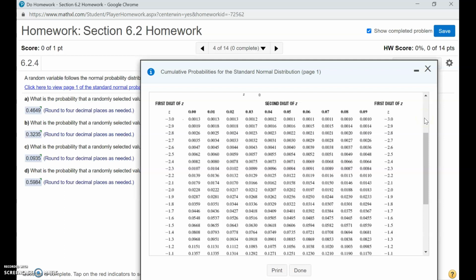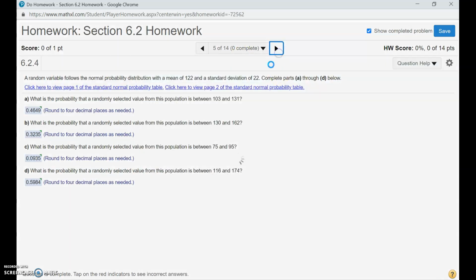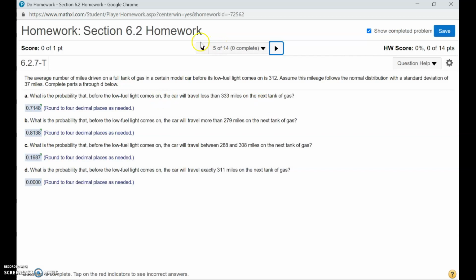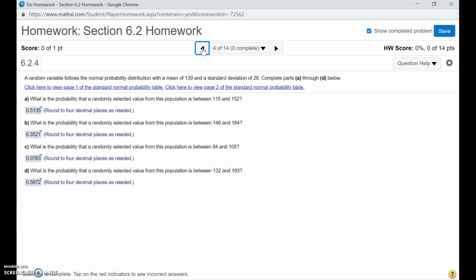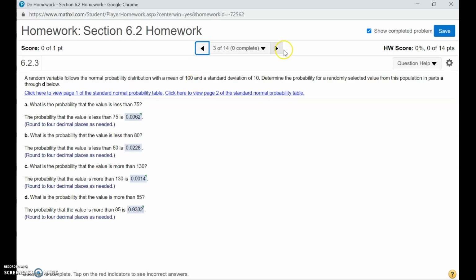If you would rather use Excel instead of the table, you can do that. I would recommend trying to work it the way the homework's asking you to work it, just so you can get used to both ways. Okay, so this video should help you work problems 3 and 4, where you are given your values, you're given x, and you have to find z in order to look it up on the table.